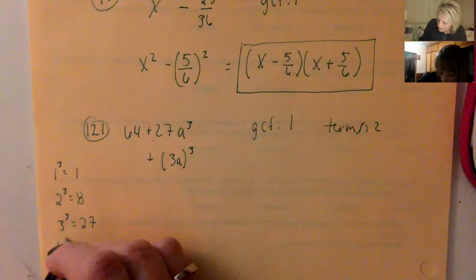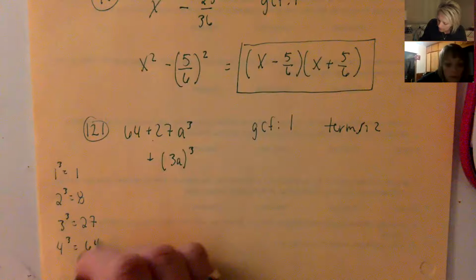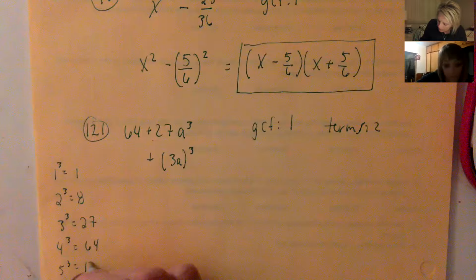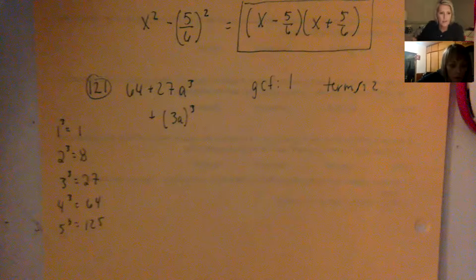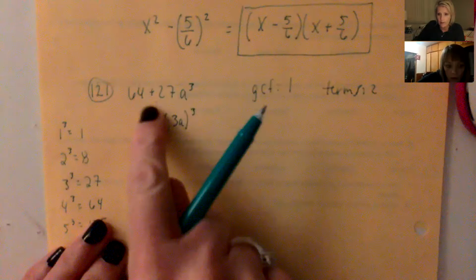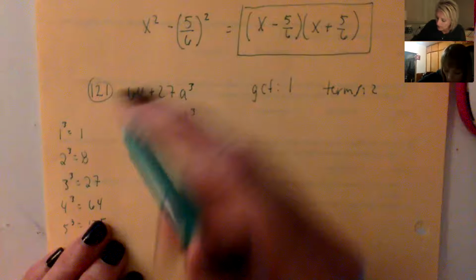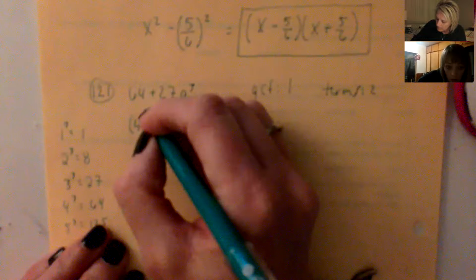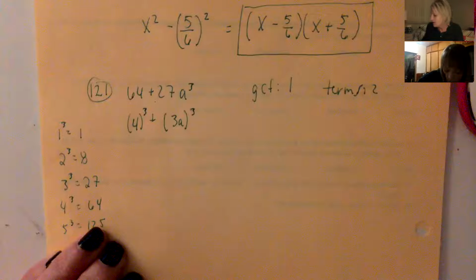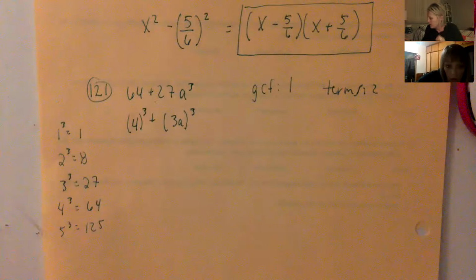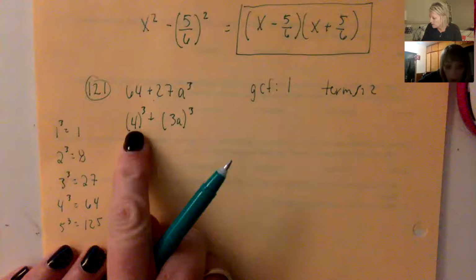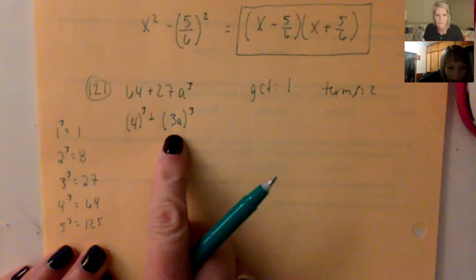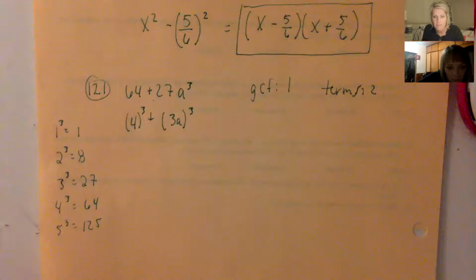4 cubed is 64. 5 cubed is 125. And we'll stop there for now. So 4 cubed is the 64, right? And that's what we have is 64. So we can rewrite that as a something cubed. So we now have something cubed plus something cubed. Everybody with me on that?